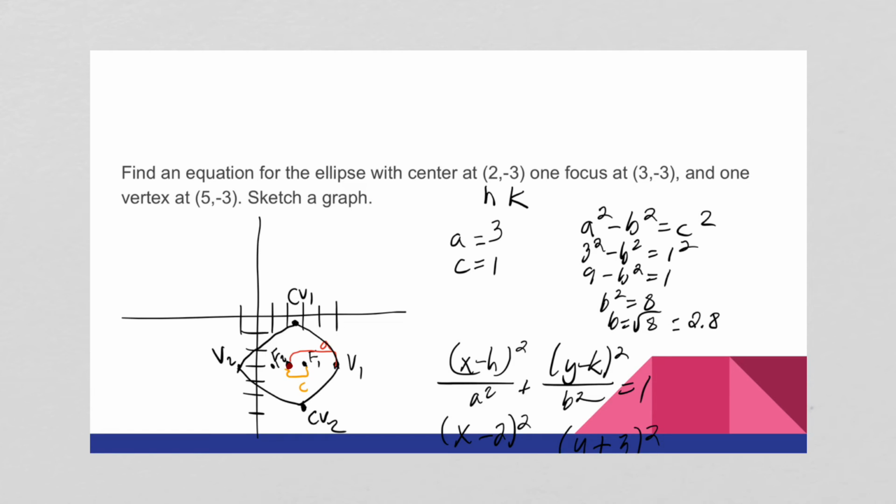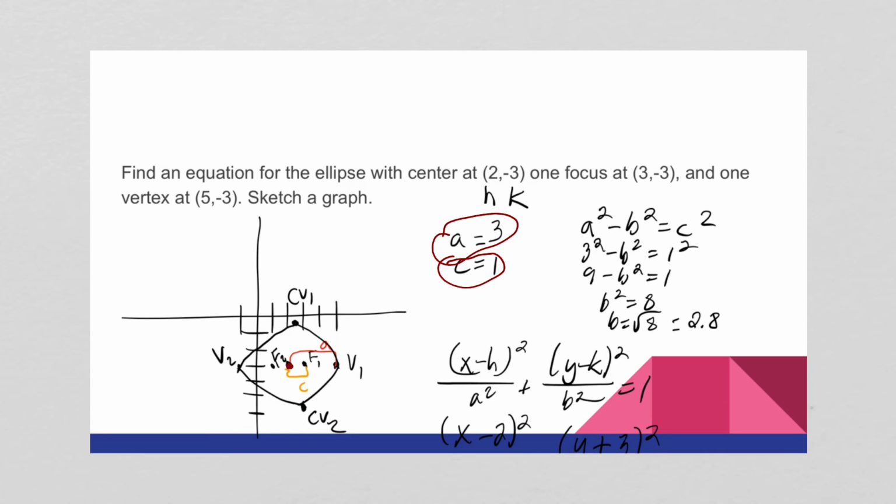I also plotted the focus, which is right there. So I already know that my c distance here is 1. I plotted my vertex (5, -3). There it is. And so I know from my center to that vertex is a distance of 3. So I have my a and I have my c again. I need to figure out the b.